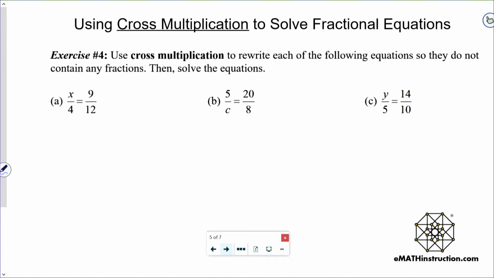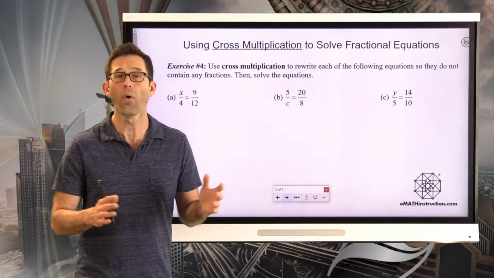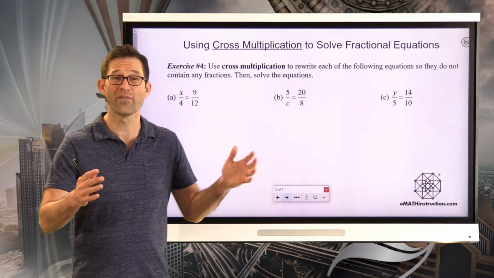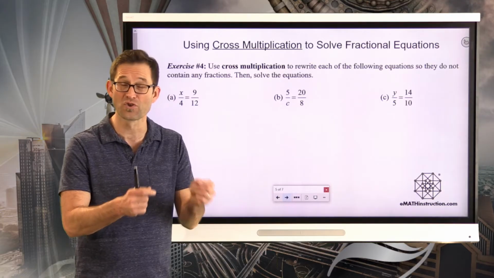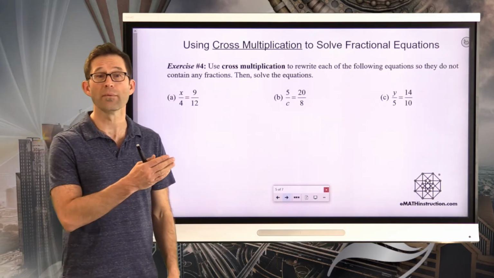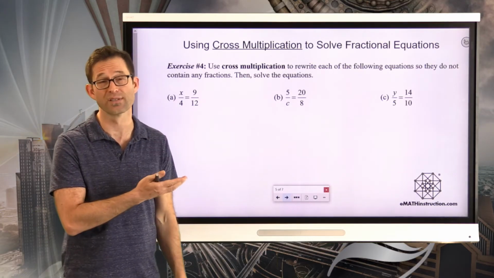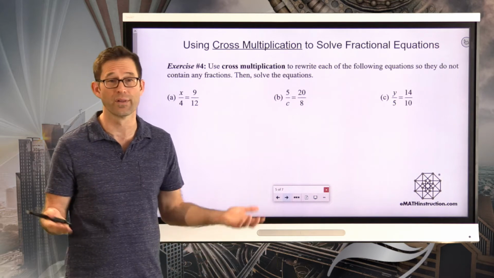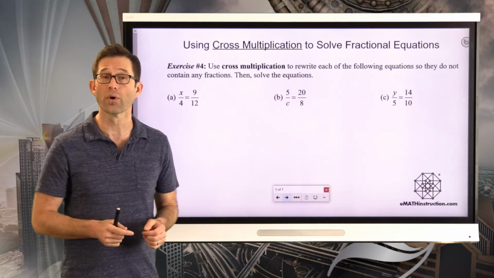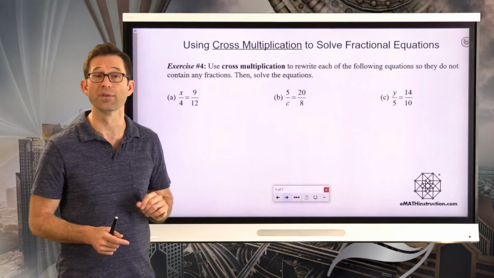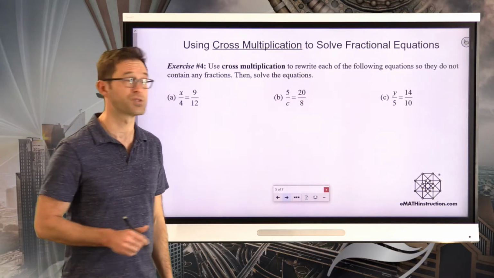Exercise number 4. Use cross multiplication to rewrite each of the following equations so they do not contain any fractions. Then solve the equations. So the whole idea of an equation is you want to find the values of the variables that make the equation true. So we go in with the premise that this is a true equation, because if we start with the idea that it's a false equation, well then we're in trouble. If it's a true equation, if this fraction is equal to this fraction, then the cross products should be equal.